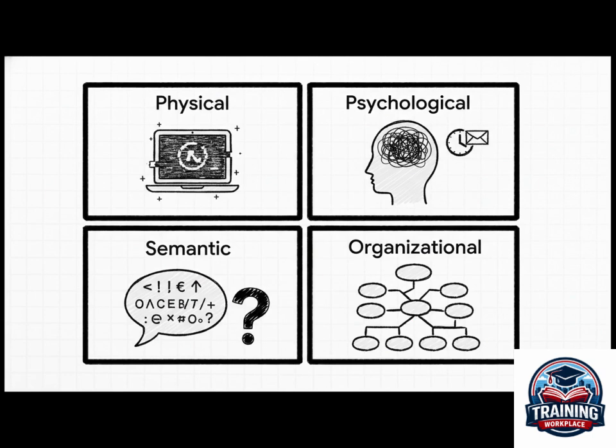Physical noise is the easy one to spot: a bad connection on a video call or construction happening right outside the office. Psychological noise is internal. Maybe the receiver is stressed about a deadline and just can't focus on what you're saying, or has a pre-existing bias about the project. Then there's semantic noise, which is all about the words themselves, using acronyms or jargon a new hire wouldn't understand. And finally, you've got organizational noise, which is systemic, like when nobody knows who makes the final call. That creates confusion that blocks clear communication.